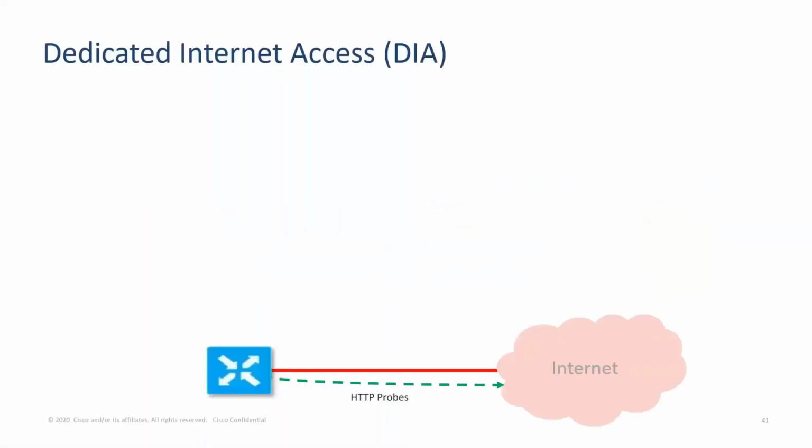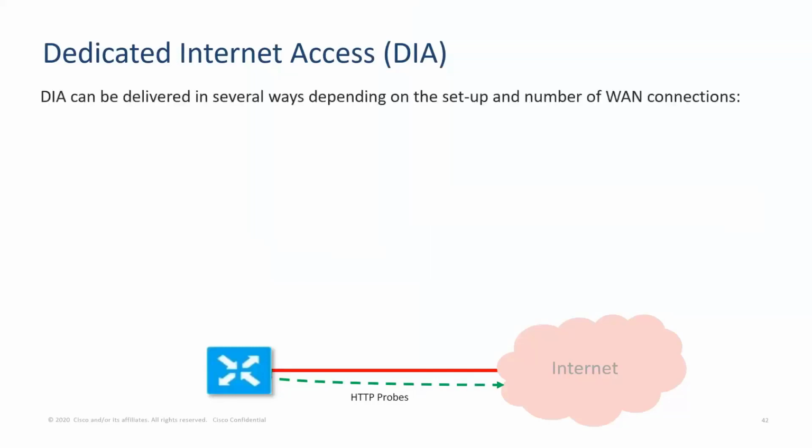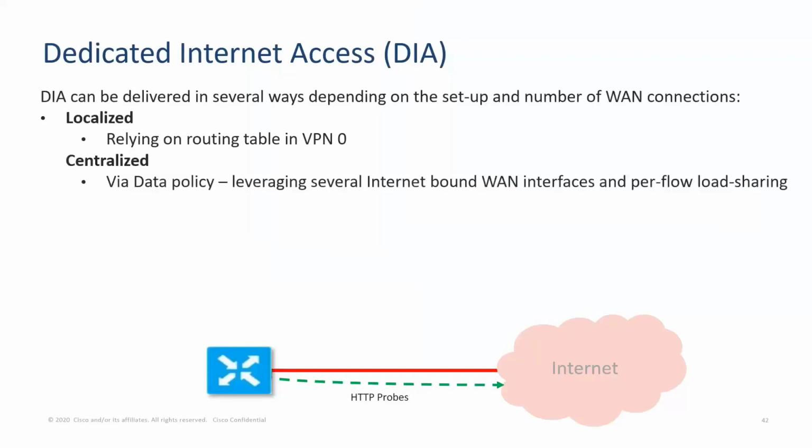Now we're going to talk about dedicated internet access. Most of my projects, customers now, almost all of them have an internet transport and leverage a local internet breakout. There are a few different ways you can design this. I'm just going to go through them really quickly here. The simplest option is to do a local data policy where you put a static route in the service VPN that points towards VPN 0. And remember, VPN 0 is where you have all of your transports.